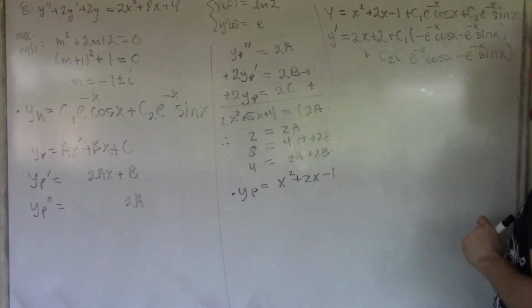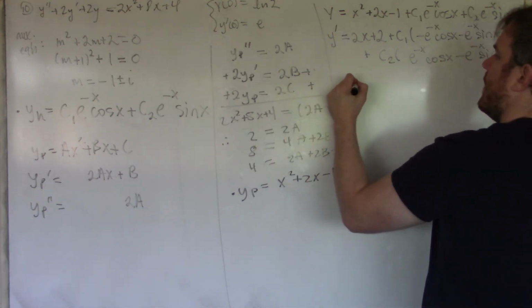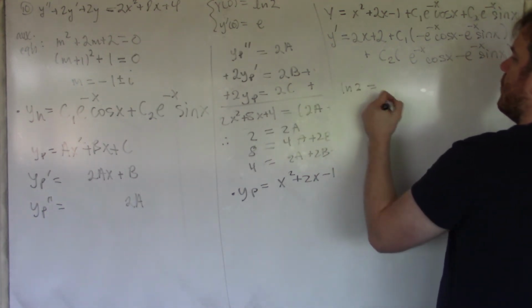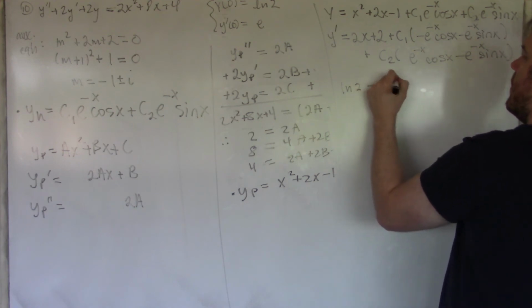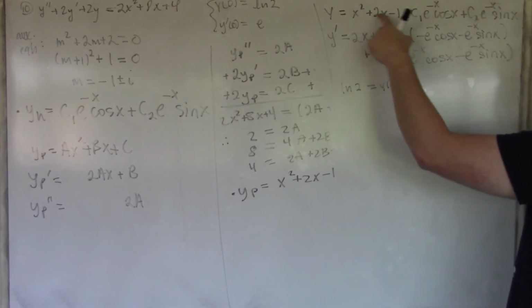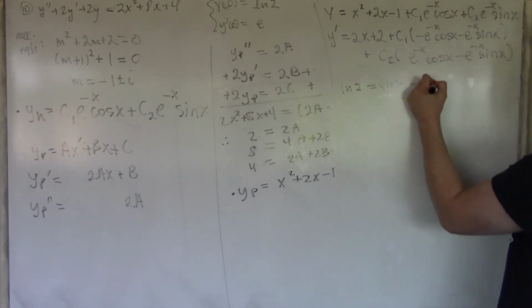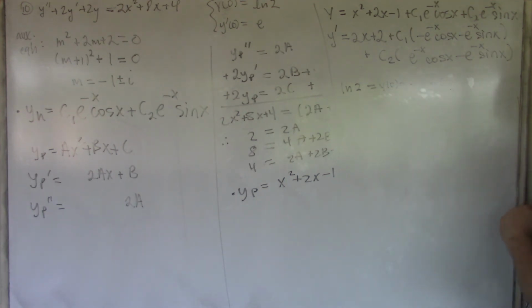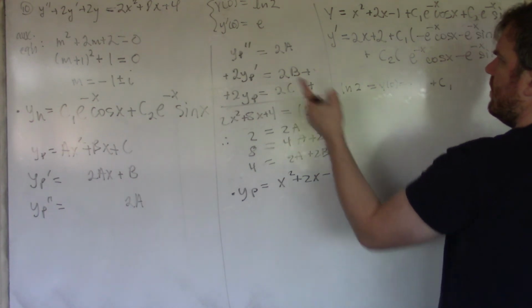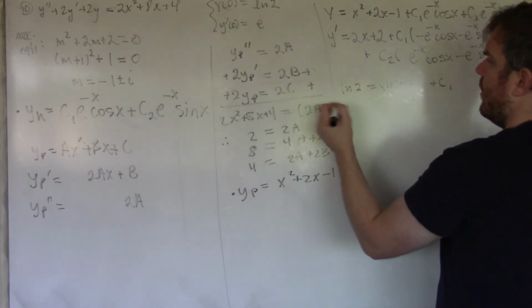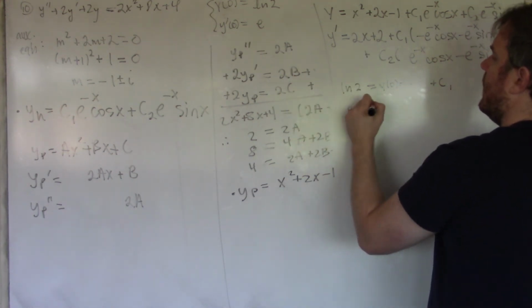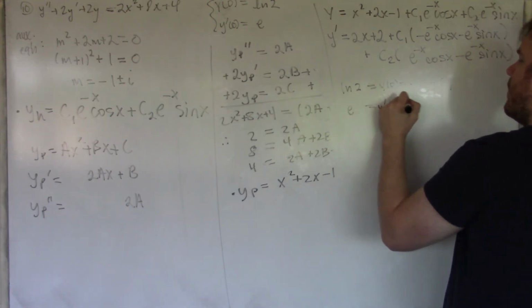So now, plugging in my initial conditions, I should get the natural log of 2 equals y of 0. But if I plug in 0, I get 0, 0, minus 1. Cosine of 0 is 1, so I'm just going to get plus c1. Sine of 0 is 0, so this term vanishes as well. And excuse me, for y prime, I'll get e equals, well, that's y prime of 0.